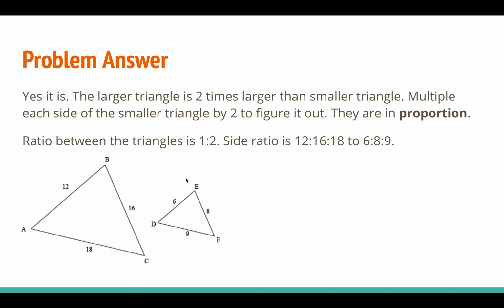So the ratio between the two triangles is 1 to 2, and the side ratio is 12 to 16 to 18 and 6 to 8 to 9, which is the same as 2 to 1 actually, because this times 2 equals this. This is a bit of a mistake, it should be 2 to 1, not 1 to 2.